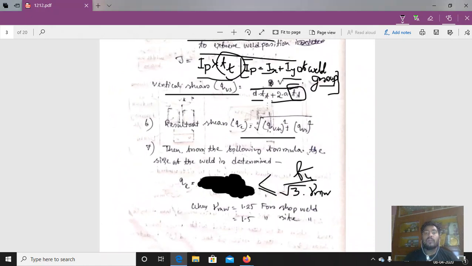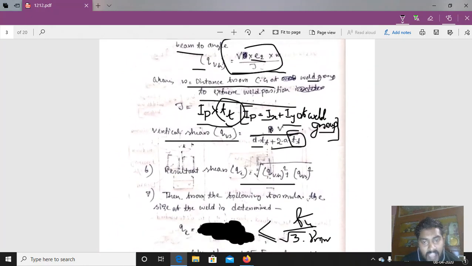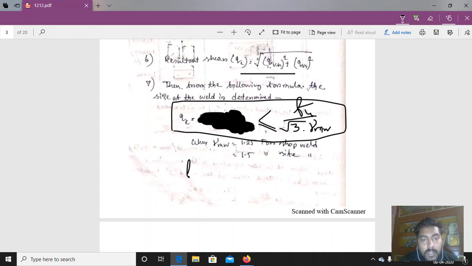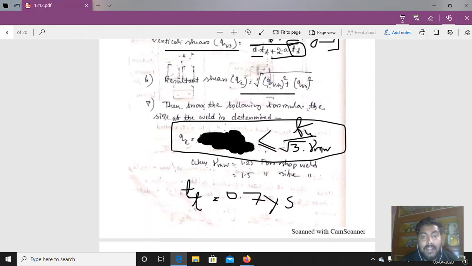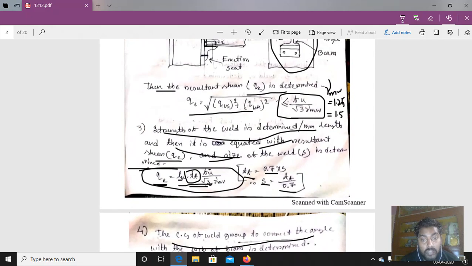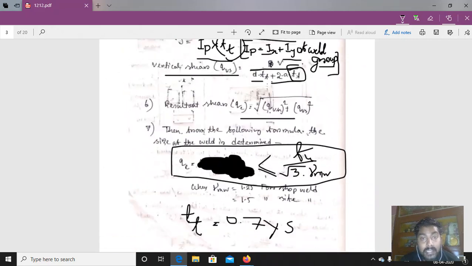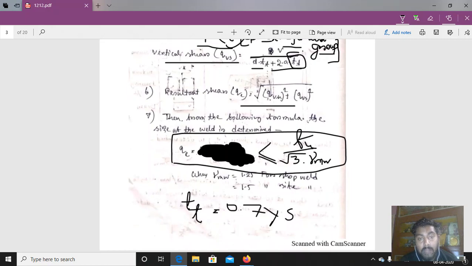Now we have calculated the value of the QE, that is the resultant shear force, from these two formulas QVH and QVS. From here, using this formula, we have to determine the value of TT. Similarly, from here also we can determine the size of the weld, as in the case of the previous formula. So S is equal to, we can determine. Here TT is unknown and all the others are known, so we can determine the value of TT.